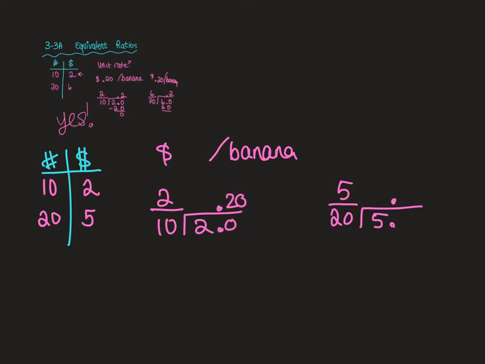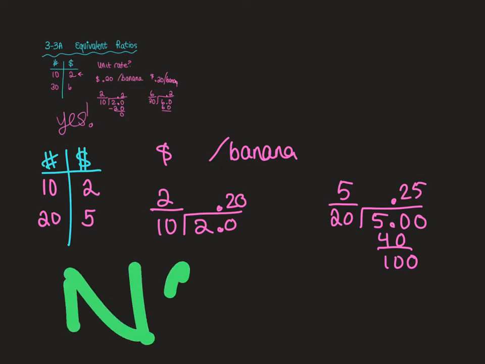Let's go over here. 20 can't go into 5, so it can go into 50 twice. There's a remainder, so I add another 0. 20 goes into 100 5 times. So this one is 20 cents per banana. This one is 25 cents per banana. Are they equivalent? No, they aren't. So your answer is a no.